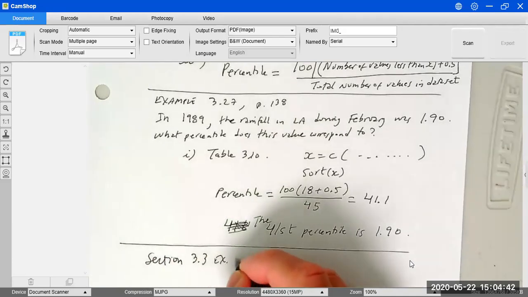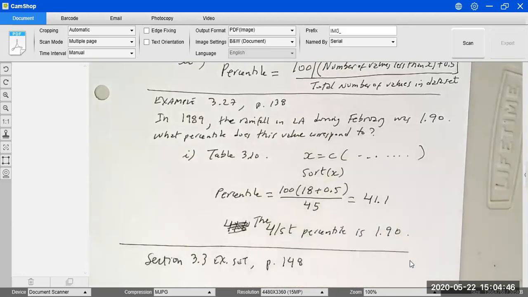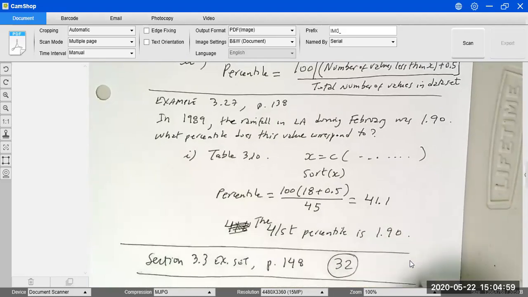As I said, on page 148, you're gonna work problem 32. Only one problem. Problem 32. That's what you're gonna do.